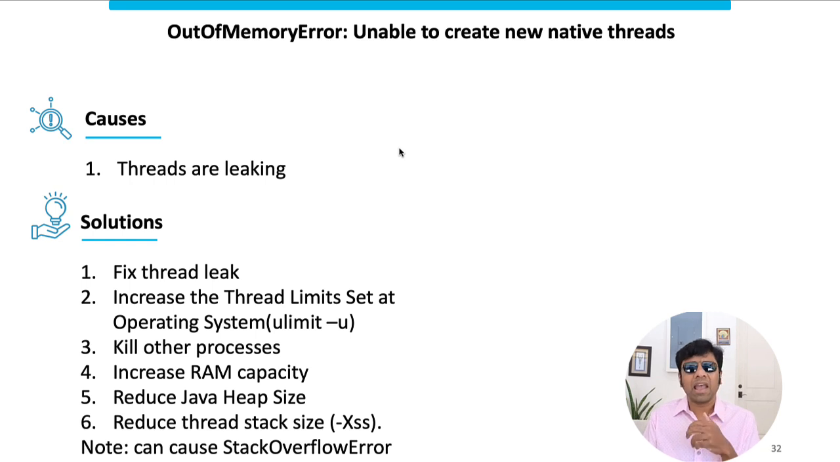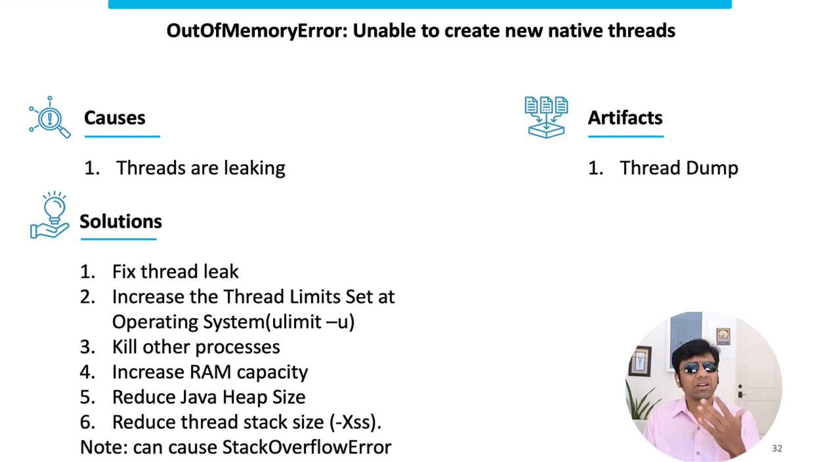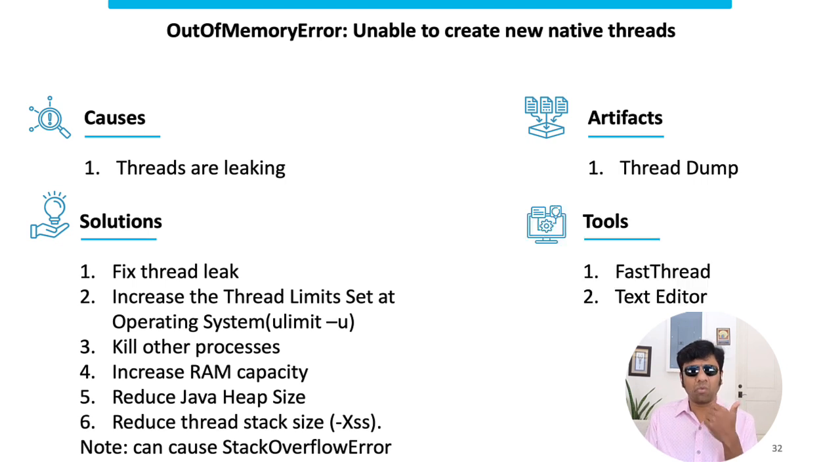Okay. What is the artifact that you need to troubleshoot this type of problem? You need a thread dump. And what is the tool you need to analyze the thread dump? You need tools like fastThread, or you can just open a text editor and look at it. But it can be a little bit cumbersome to group the threads and see what the stack traces are. So you may want to consider using thread dump analysis tools.